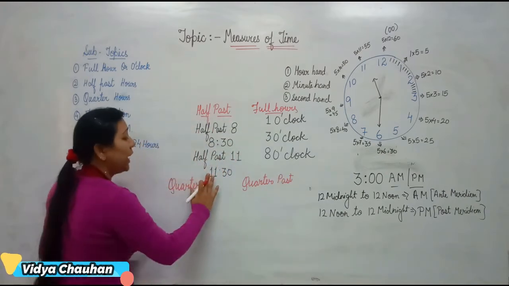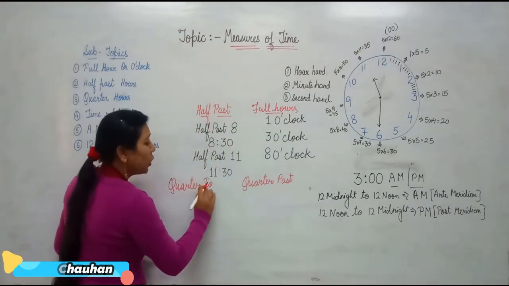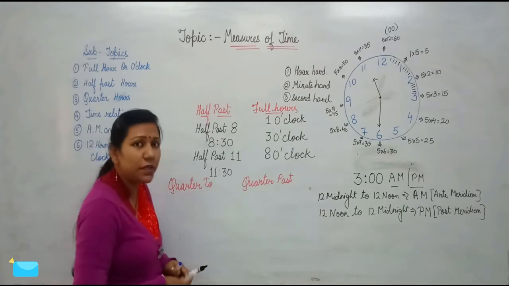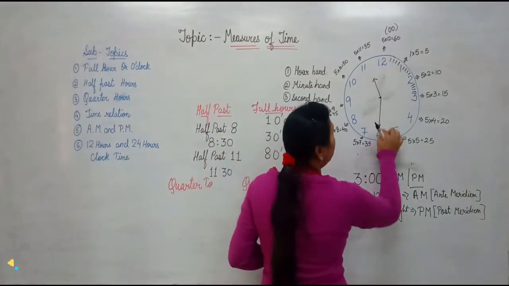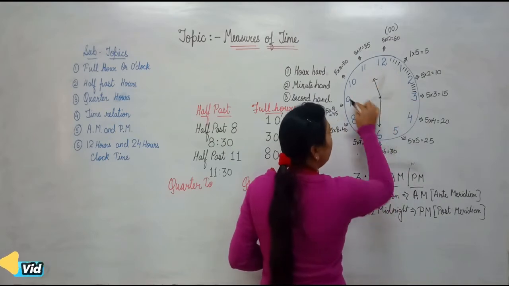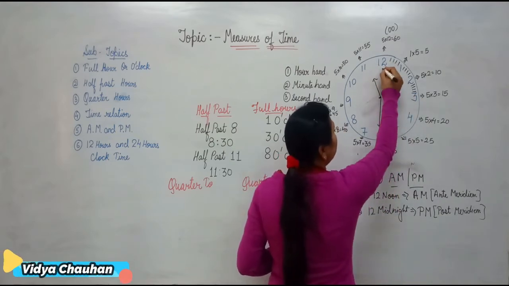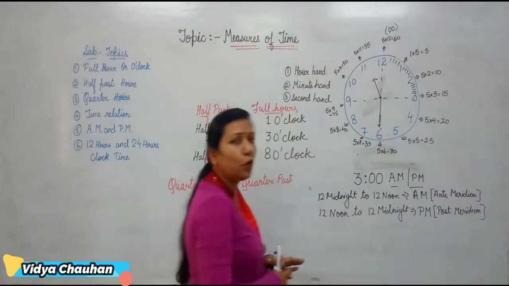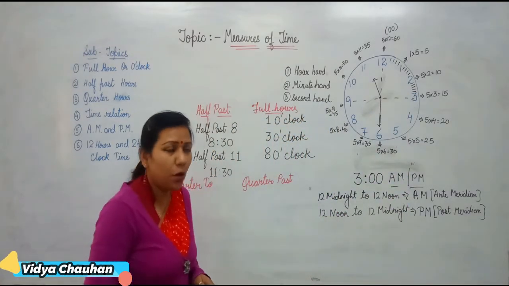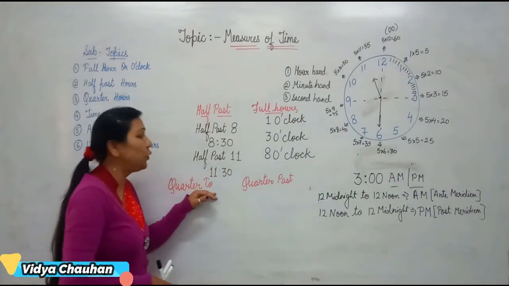So quarter to and quarter past. Quarter to, very first. Quarter means basically this clock is divided into 4 parts. If we make a line from this center, if I divide this clock, you can see there are 4 equal divisions in this clock. Now quarter to.